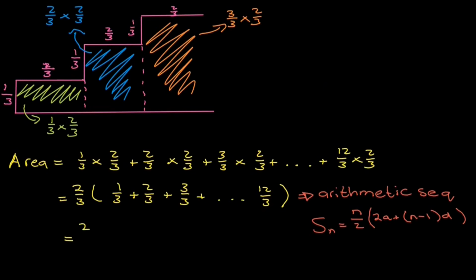Well, let's first just write this out. 2 over 3. It's going to be n over 2, and n is the number of terms in the series that you are adding up, and the number of terms in it is 12, because there's 1, 2, 3 all the way to 12. So we know that n is equal to 12, so we're going to say 12 over 2. That is multiplied by 2a, and a is the first term in the series, which is 1 over 3.